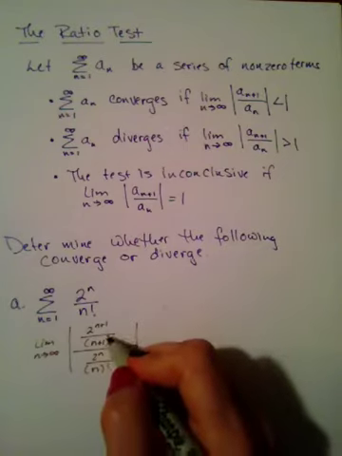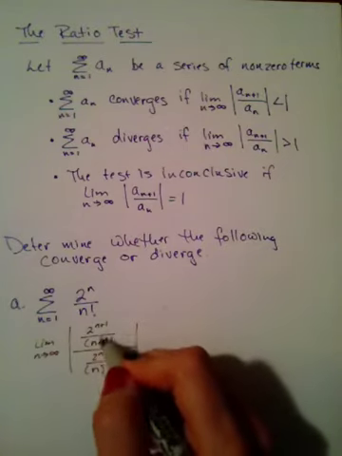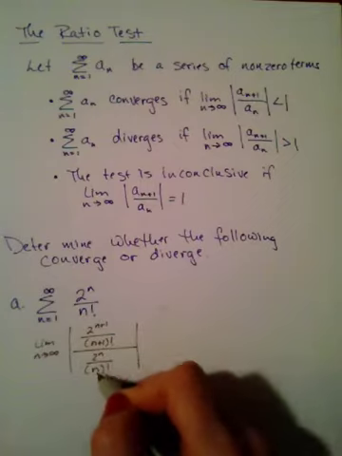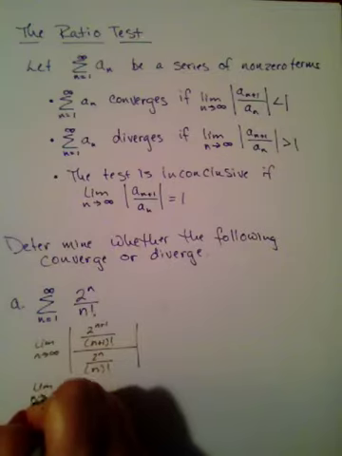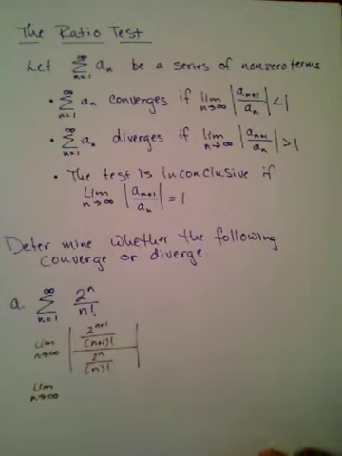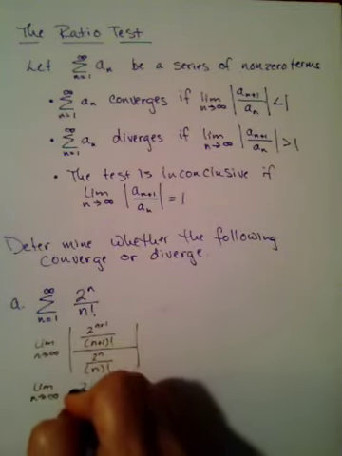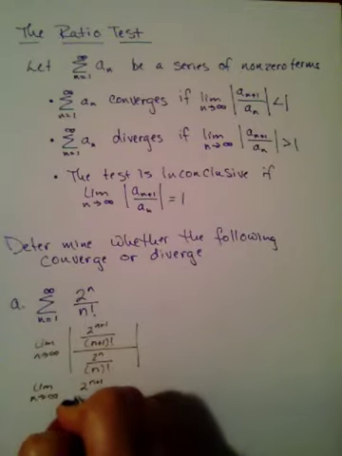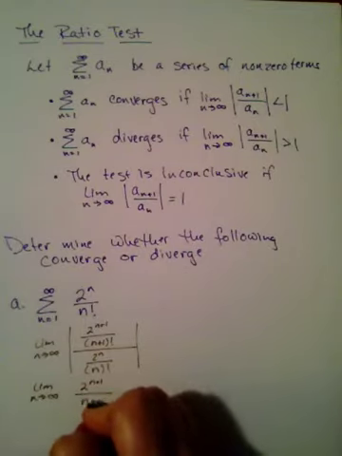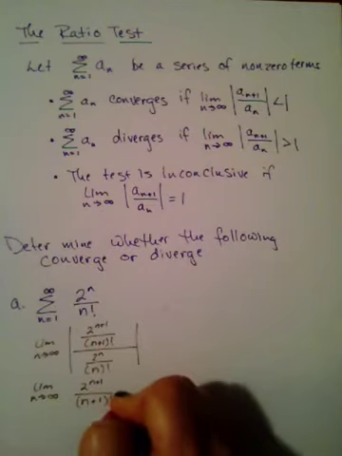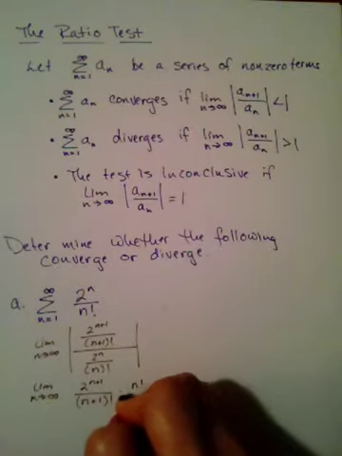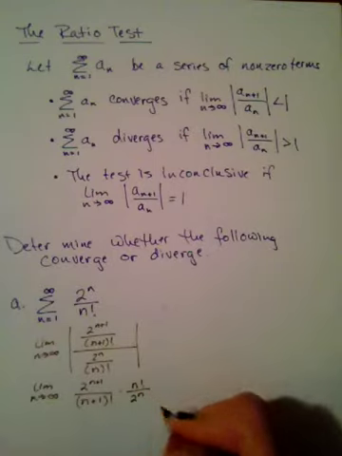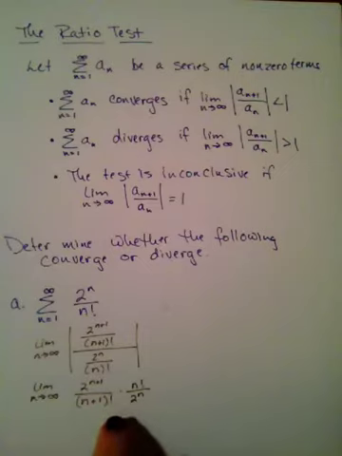So to simplify this a little bit, when we divide fractions, we'll multiply by the reciprocal of the denominator. So this is equal to the limit as n approaches infinity, and I'm not going to have the absolute value because I don't need it for this one. So it's 2 to the n plus 1 over n plus 1 factorial times, and then I'm going to multiply by the reciprocal of this, so n factorial over 2 to the n. And I'm trying to figure out what this limit is. Is it less than 1? Is it more than 1?